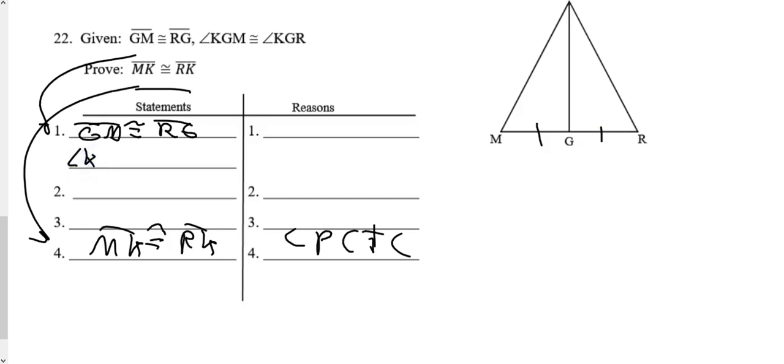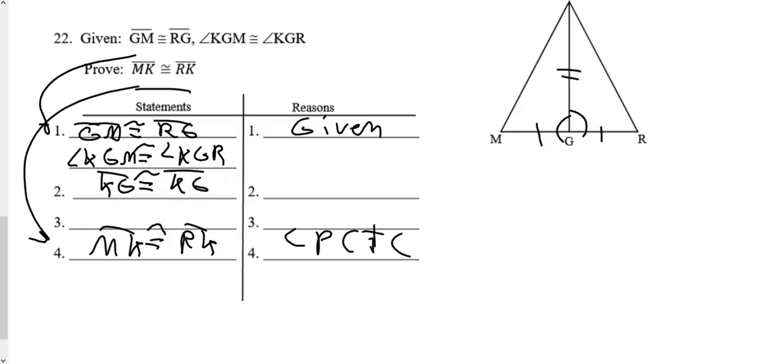Angle KGM is congruent to angle KGR. KGM is here, KGR is there. How do we know that? They told us, it's given. Now, what can we mark? We know that KG is congruent to itself. And what is that property? When you look at yourself in the mirror, you see your reflection. It's a reflexive property.